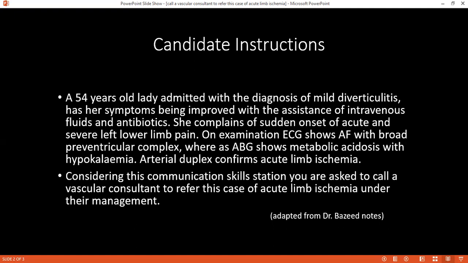Thank you so much. Okay, before you go, summarize everything that you have discussed with the consultant. Yeah, in summary, I've referred you a patient who is a 54-year-old lady with acute left lower limb ischemia. She has got atrial fibrillation and her ECG changes show broad premature ventricular complexes. She also has hypokalemia and her ABGs show metabolic acidosis. The arterial duplex scan done shows acute ischemia of the left lower limb, which needs urgent vascular surgery care. And you have advised me to send the patient.